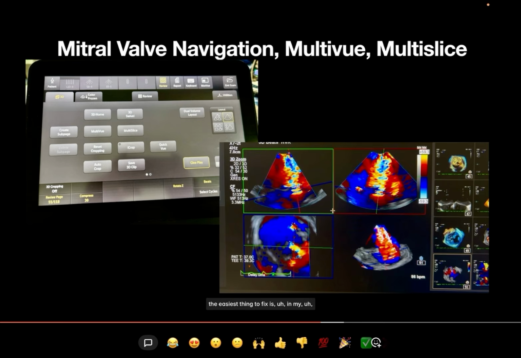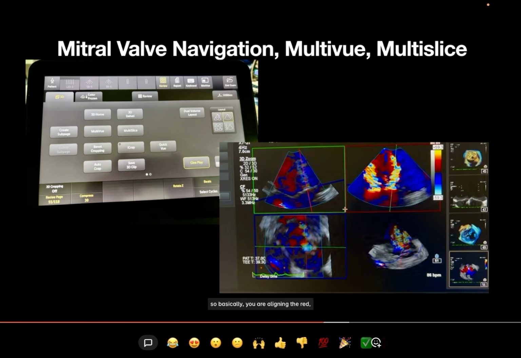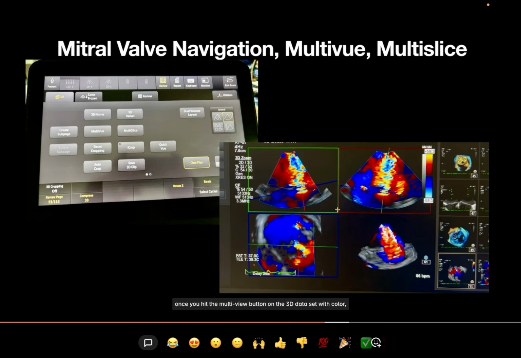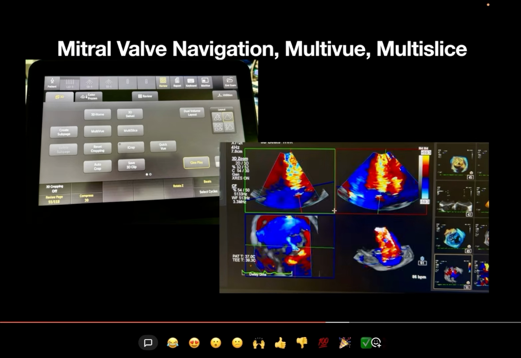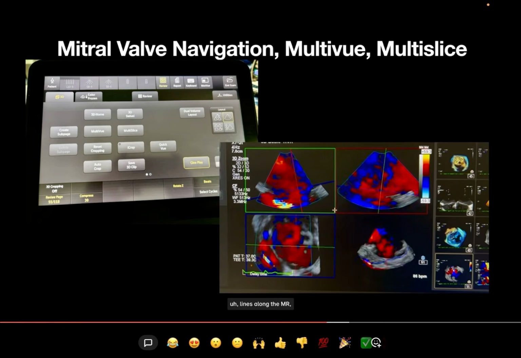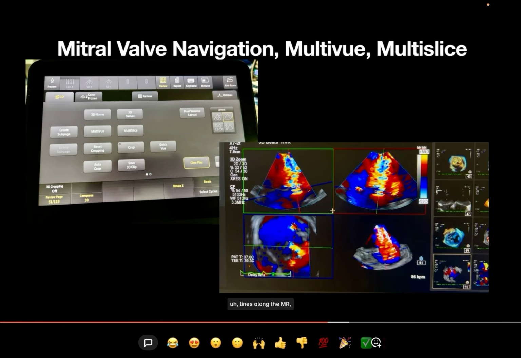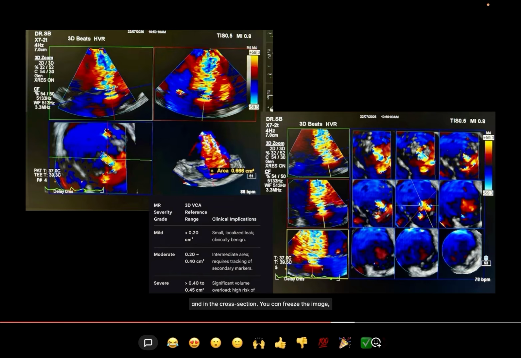The easiest, in my practice, I use multi-view, and this is how it's done. So basically, you are aligning the red. Once you hit the multi-view button on a 3D data set with color, you're aligning the red, the green lines along the MR, and then you get the blue line across the narrowest point of the jet, and in the cross section, you can freeze the image.